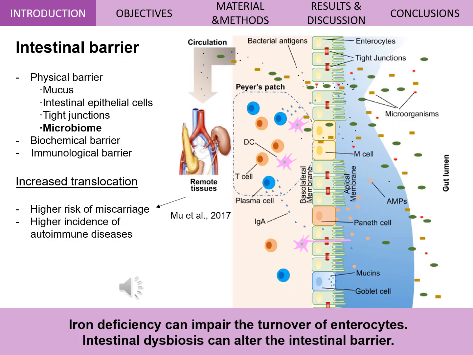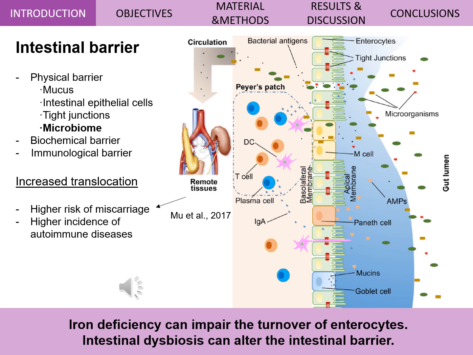So just a brief reminder of what the intestinal barrier is composed of. Its function is to prevent the leakage of antigens from the lumen into the bloodstream, and it's composed of three main components: the physical barrier, the biochemical barrier, and the immunological barrier. The first one is also the first one to act, and it has key players such as mucus, intestinal epithelial cells that are sealed by tight junctions, and the microbiome. A healthy microbiome contributes to a healthy intestinal barrier. When the function of the physical barrier is compromised, then the other two components, the biochemical and the immunological one, can act and prevent leaking.